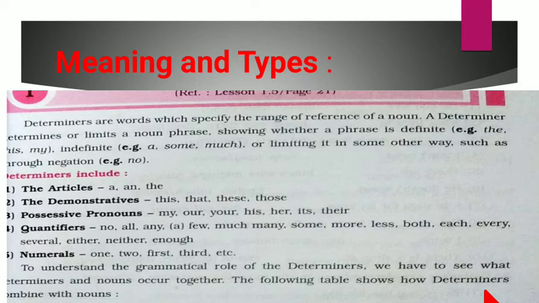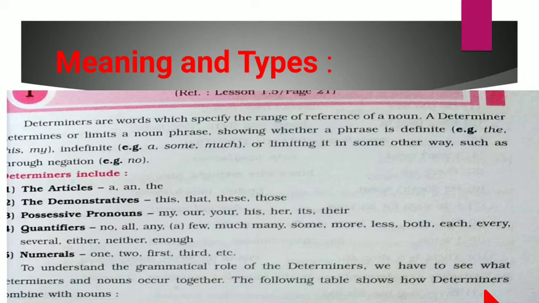Now coming to meaning and the types. Determiners are words which specify the range of reference of a noun. They are referring to a noun. His brother lives abroad. So we are referring to a noun.